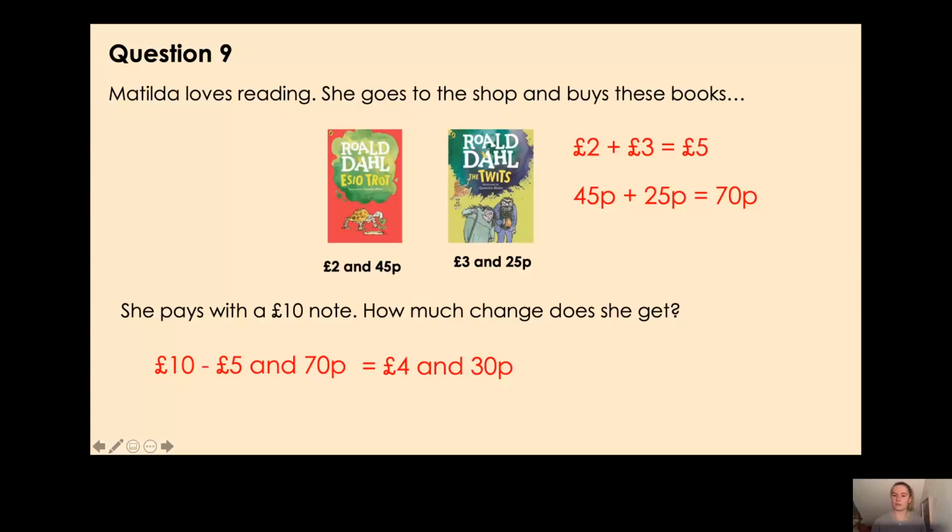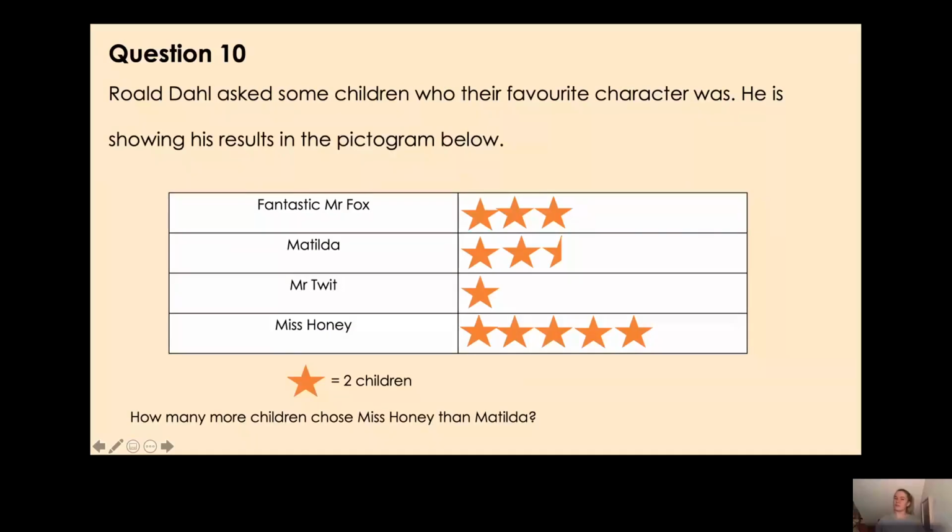Okay, we're on to our last question now. Oh, what's this here too? Yes, it's a pictogram, isn't it? We love our pictograms. Okay, so Roald Dahl asked some children who their favourite character was. He is showing his results in the pictogram below. Now, if we have a look at the key, we can see that 1 star represents 2 children. And our question is, how many more children chose Miss Honey than Matilda? Okay, so if we're asking how many more, what do we need to use to work that out? Pause the video now and have a go.